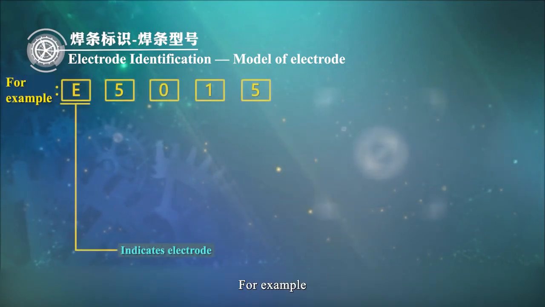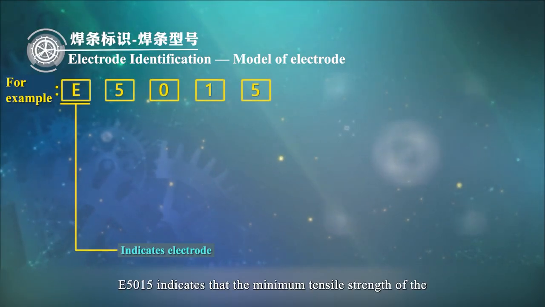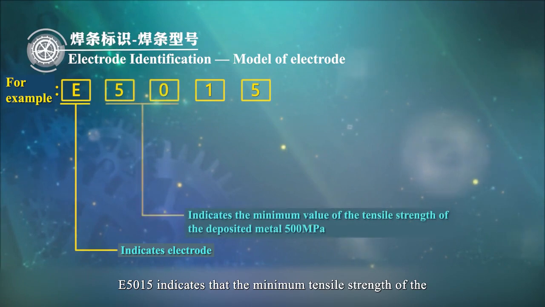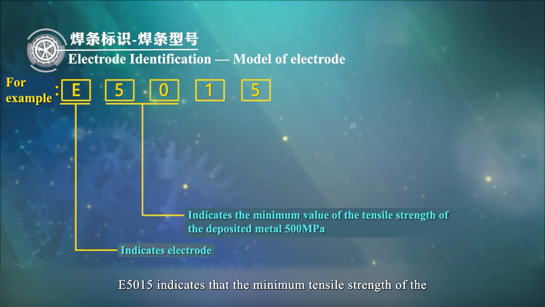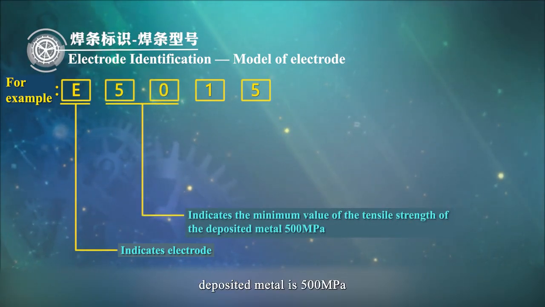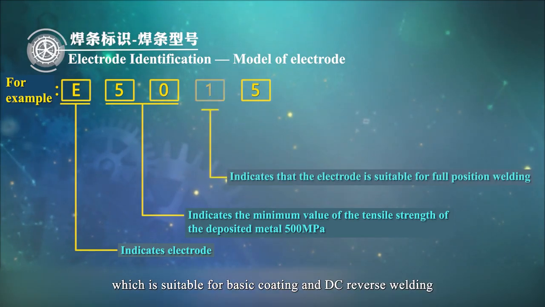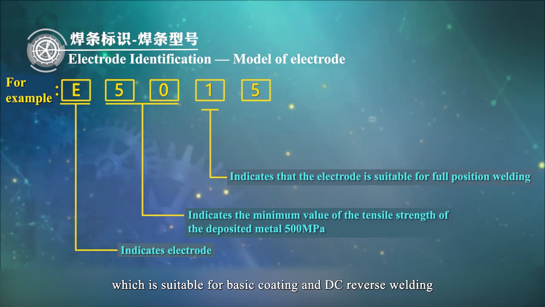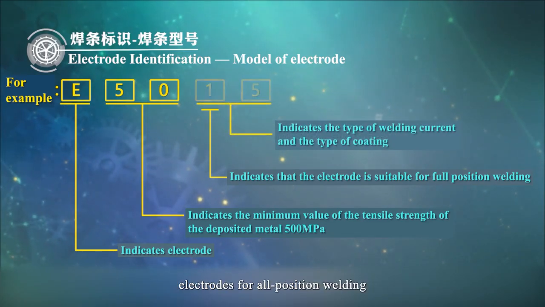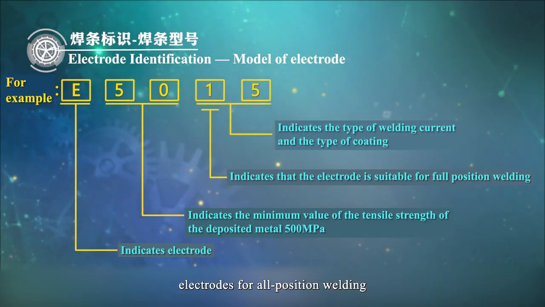For example, E5015 indicates that the minimum tensile strength of the deposit metal is 500 megapascal, which is suitable for basic coating and DC reverse welding electrodes for all-position welding.